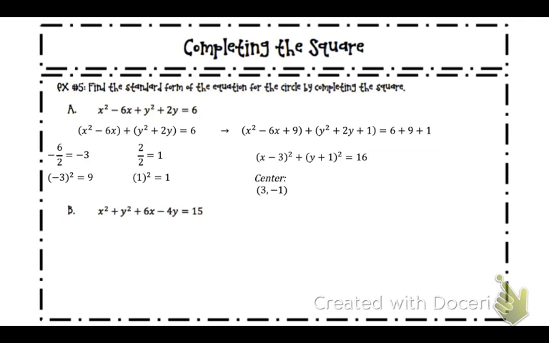Okay, let's do one more. Oh wait, the center is at 3, negative 1, and the radius is 4, because 16 is the radius squared, so the radius, you just square root 16, you get 4.